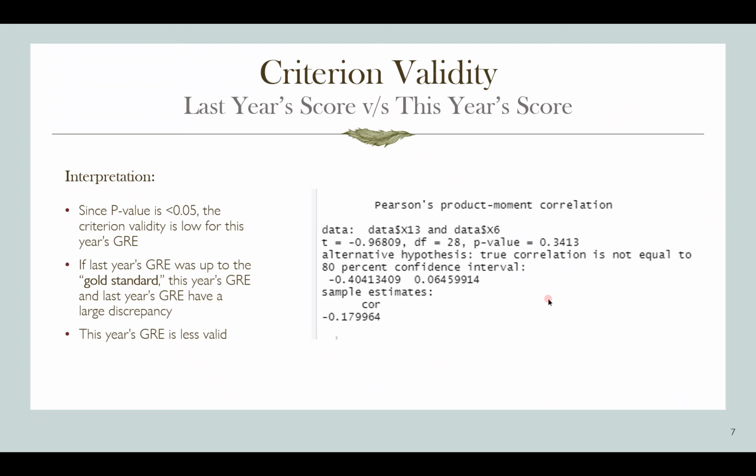Next, we can examine criterion validity by looking at this year's GRE score versus last year's. So it's important to note here that our p-value is greater than 0.05, so the criterion validity for this year's GRE is quite low. And so if we know that last year's GRE was up to the gold standard, we can say that this year's GRE and last year's do have a pretty large discrepancy, and so therefore this year's GRE is less valid.